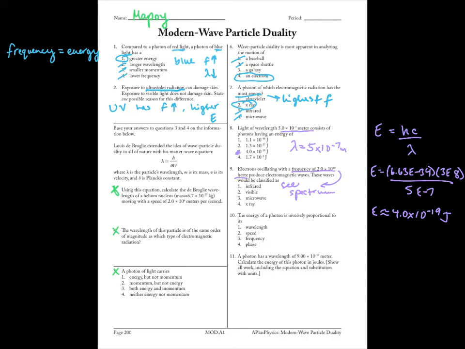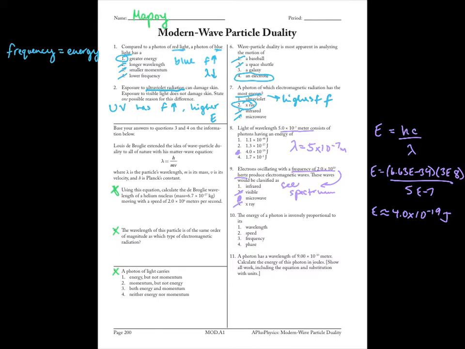So 10 to the 14th is definitely below visible light because they're all 10 to the 14th. Definitely not X-rays because that's above visible. So we're looking at either infrared and microwave. So a frequency of 10 to the 10th power would be somewhere in the microwave region. Okay, microwaves.